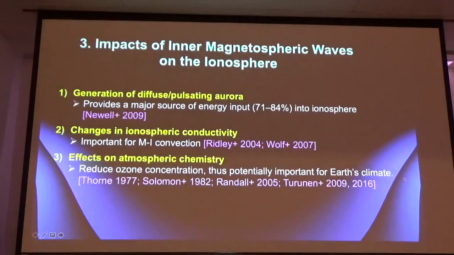Okay, and then let me move on to the next part about the impact of the inner magnetosphere waves on the ionosphere. In this part, I'd like to mainly focus on three different aspects, including the generation of the diffuse and pulsating aurora, because it provides a major source of energy input into the ionosphere. Secondly, I'd like to talk about the changes in the ionospheric conductivity, because this is a critical element for the MI convection. And then I also would like to talk about the impacts of the inner magnetosphere waves on the atmospheric chemistry, because it can potentially reduce the ozone concentration, which is important for the Earth's climate.